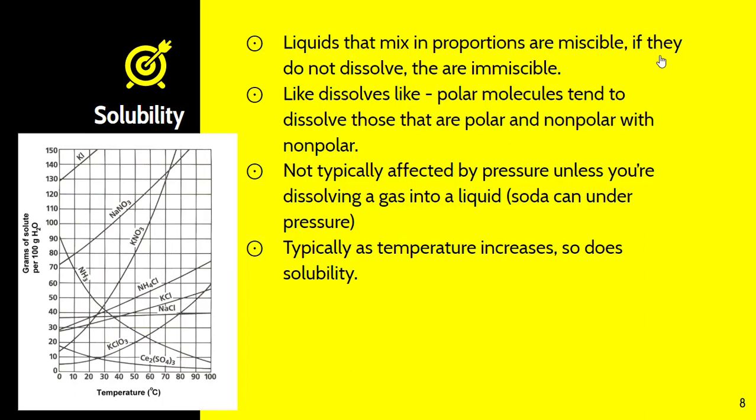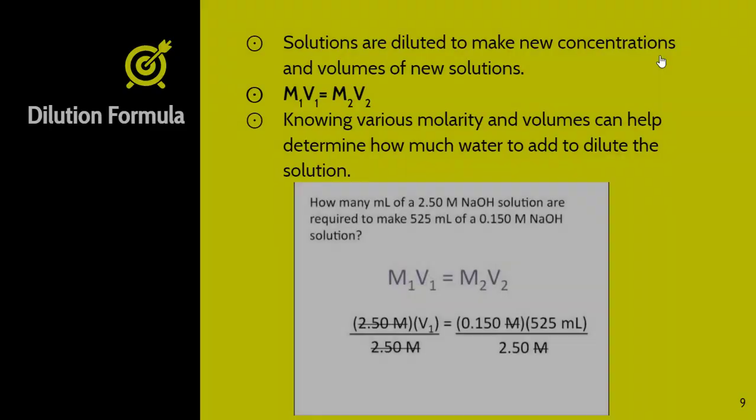Another factor is surface area. Things will dissolve faster if they have a higher surface area. Temperature is another one, and temperature can actually affect how much solute is dissolved, not just the rate at which it dissolves, as well as agitation or stirring. That can affect the rate at which a solution dissolves as well.